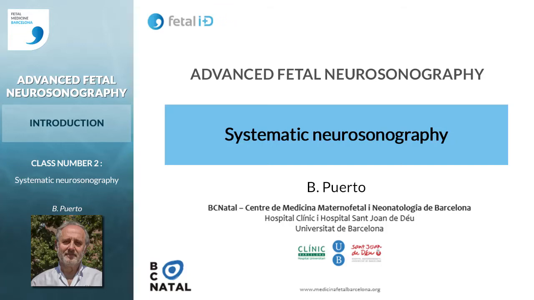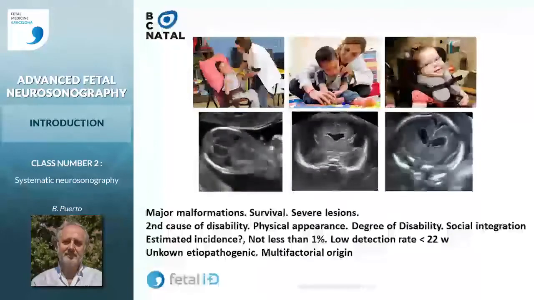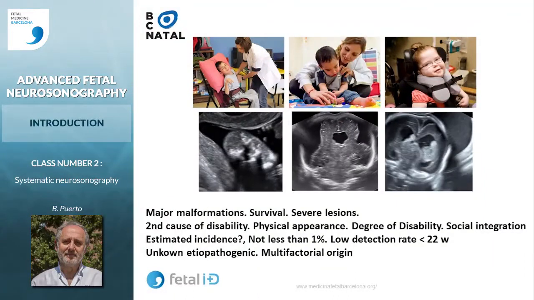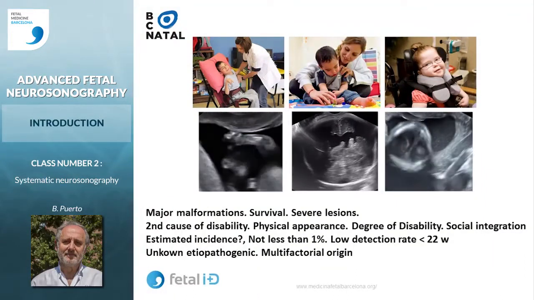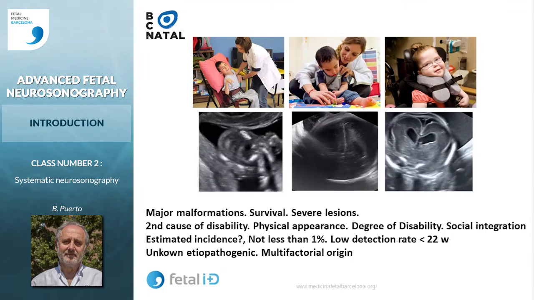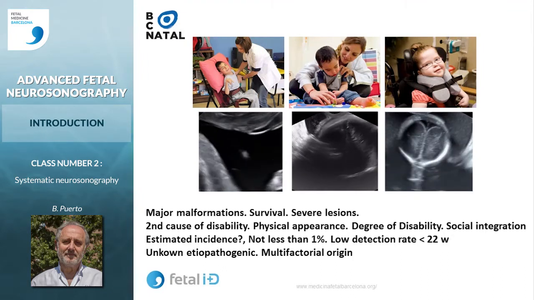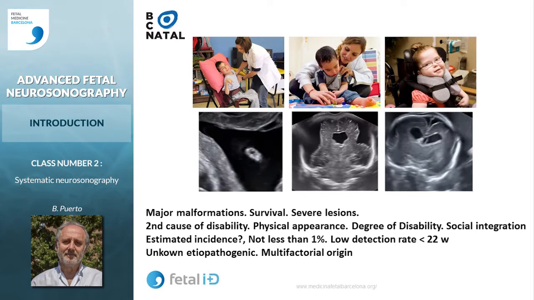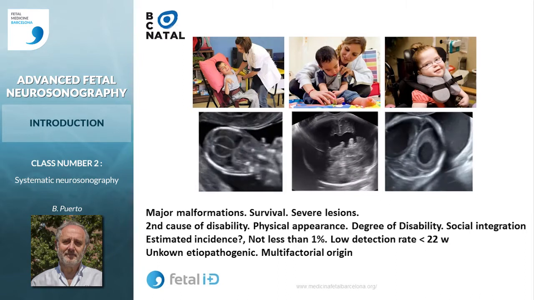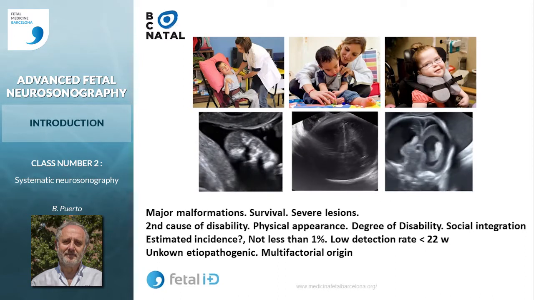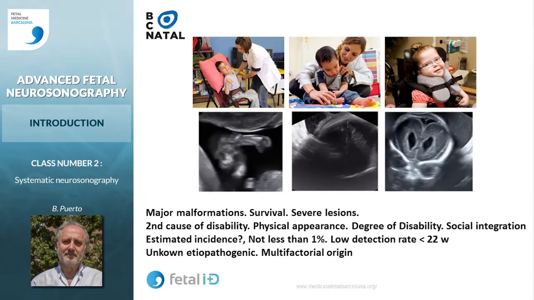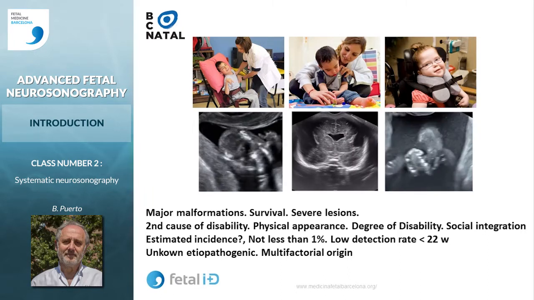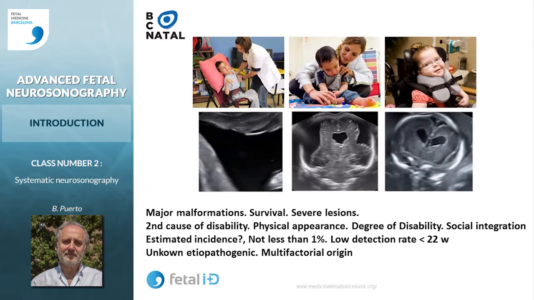In this lesson, we will be reviewing the most important aspects of systematic neurosonography. Central nervous system malformations are one of the most important malformations regarding congenital defects. First of all, they affect the survival of the newborn. The majority of the defects are severe lesions and are considered the second cause of infant disability. They cause not only alterations in the physical appearance, but in the disability degree, and as a result, less or more social integration and autonomy.